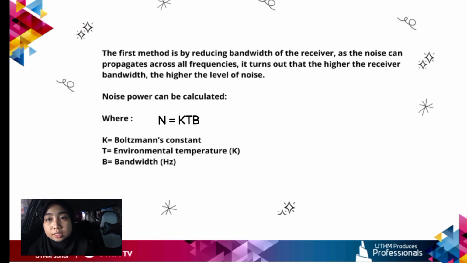This is related to the signal-to-noise ratio formula, whereby the signal-to-noise ratio is directly proportional to the signal power over the noise power. So it can be concluded that when the value of the noise power decreases, the produced SNR will do the opposite, which is increase.